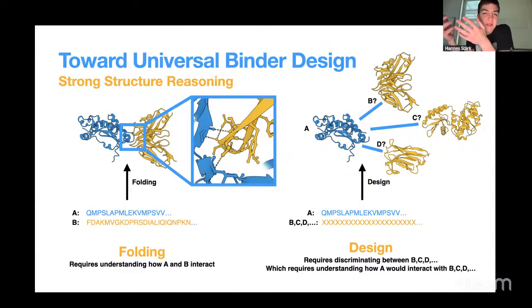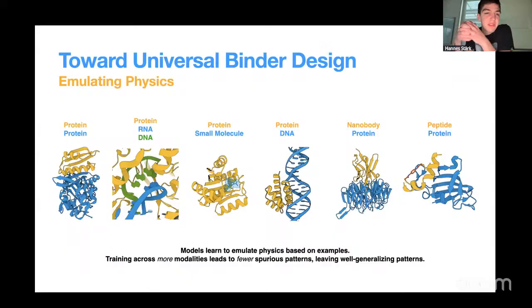In other words, if we want to be strong at structure-based binder design, then we need to be strong at reasoning about structure. And the point is toward emulating physics I already made: the patterns that we want to learn, because they generalize to novel targets, are also the patterns that are general across molecular modalities, like physical interactions.